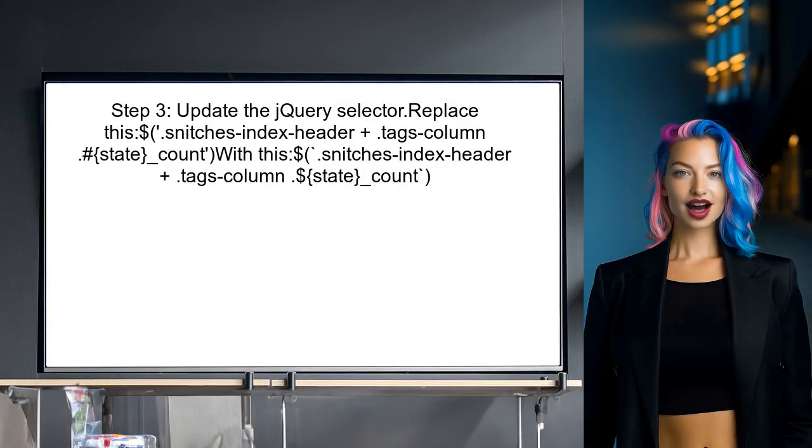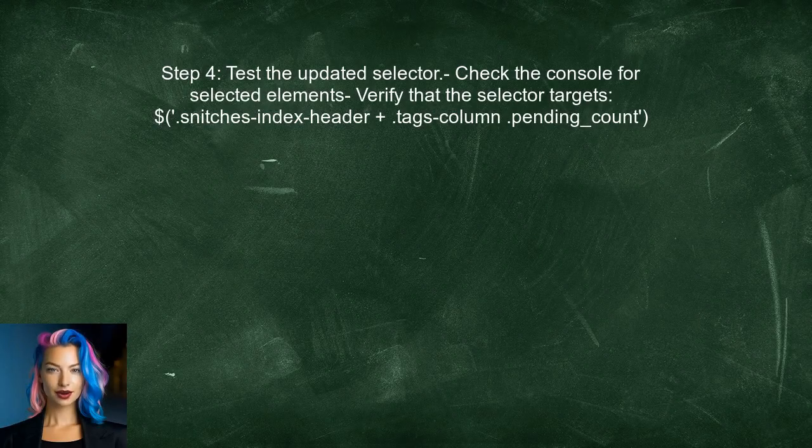Now, let's clarify how to implement this in the user's existing code. The user should replace the current selector with the updated one that utilizes the variable correctly. Finally, the user should test the updated selector to ensure it works as expected. They can do this by checking if the correct elements are being selected in the DOM.